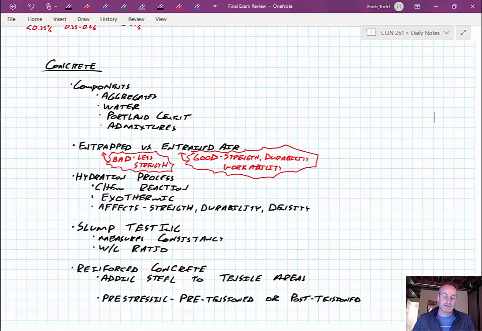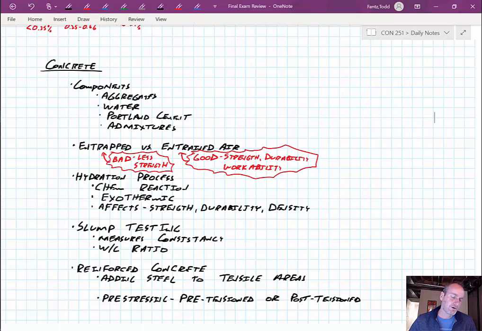entrained. Entrapped is the air we don't want in our concrete. That's why we use form vibrators or internal vibrators or whatever else to get that entrapped air out. Entrained is what we're adding to our concrete. It helps with our durability and workability and strength of our concrete. So we have an admixture for our entrained air.